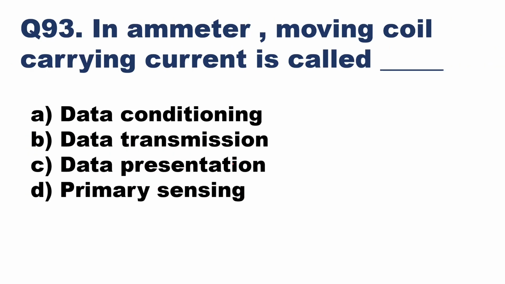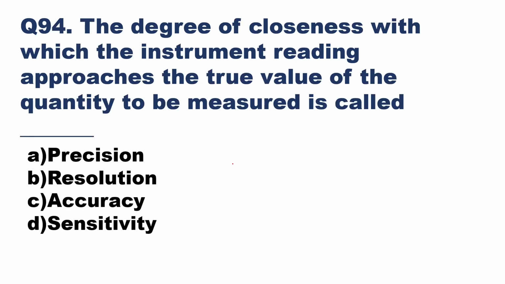In ammeter, the moving coil carrying current is called as. Options are data conditioning, data transmission, data presentation, primary sensing. Obviously, the moving coil is going to sense the magnetic field which will be produced. So it is a primary sensing. So option D will be the right answer here. So here, in ammeter, moving coil carrying current is called primary sensing. Then we'll go to the next question.